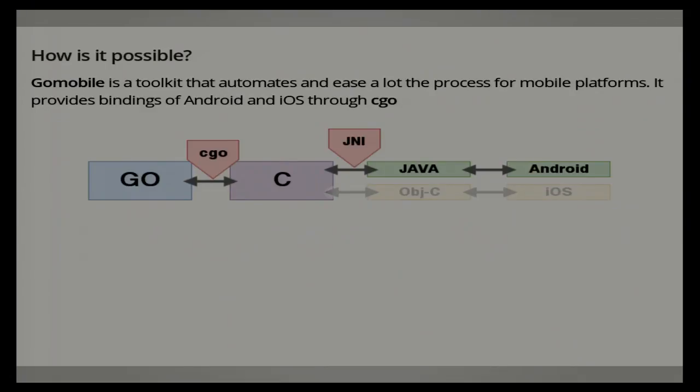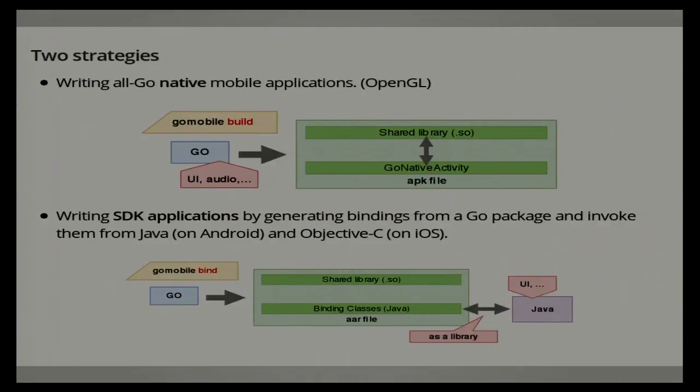To develop a mobile app, we have two ways to do it with Gomobile. We have the Gomobile build command, which will write a all-Go native application, which is only Go code. It's also called a native application usually, and it works based on OpenGL bindings.